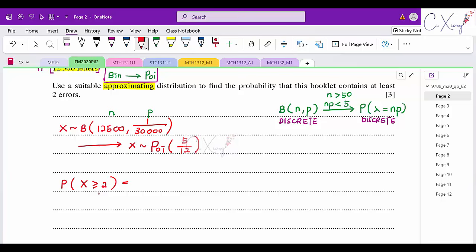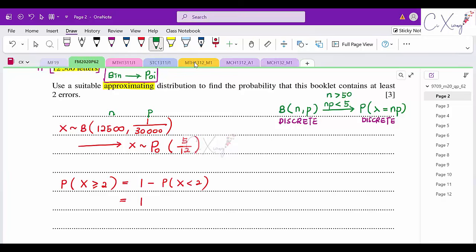For any Poisson distribution, if you want to calculate the probability, x is an integer. So x starts from 2: x equals 2, x equals 3, x equals 4, x equals 5, and then x to infinity. Infinity is an unlimited number, right? So it is impossible for us to calculate in this way. Therefore, what we are going to do is take 1 minus the probability of x smaller than 2.